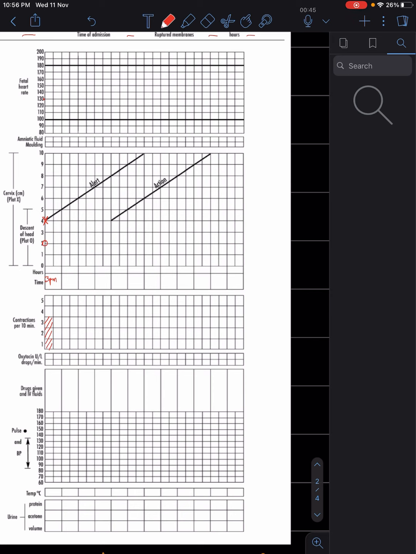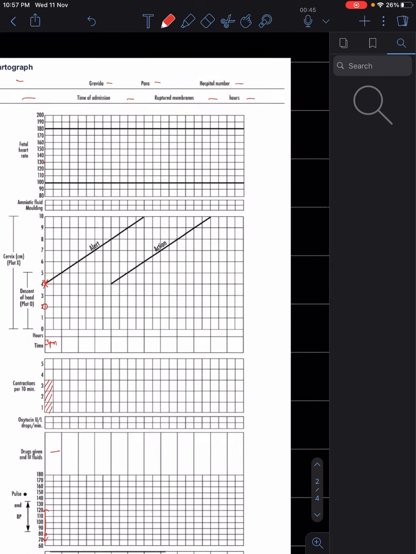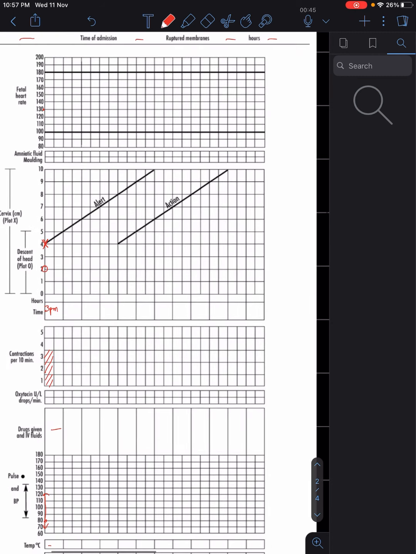Drugs, if RL is being plotted, we'll write that. And pulse, BP, whatever her pulse is, and we have taken one BP, at least baseline BP, that we'll plot. Temperature we'll write if it is nil, because I said no, low risk, so it is nil, and whatever her urine volume is, right? So that is how you'll start the partograph, not just plotting the alert and action line part, the whole thing. It is very important, right?